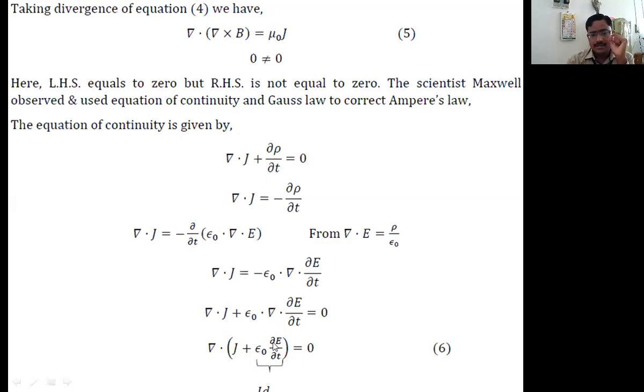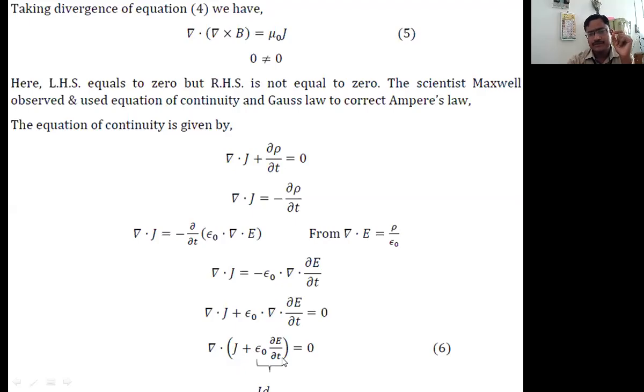He termed this term as the displacement current density. So divergence J plus epsilon 0 dou E by dou t, because this is one equation. This term must have the dimensions of current because we are adding two currents. We cannot add current and voltage together. We need to add current to current. That means this term must have the dimensions of current. He thought like that, and he termed this as a displacement current JD.